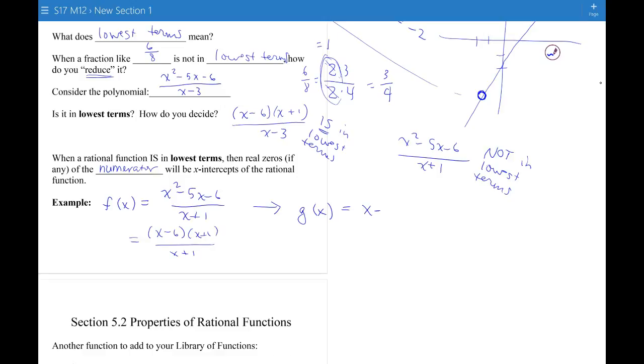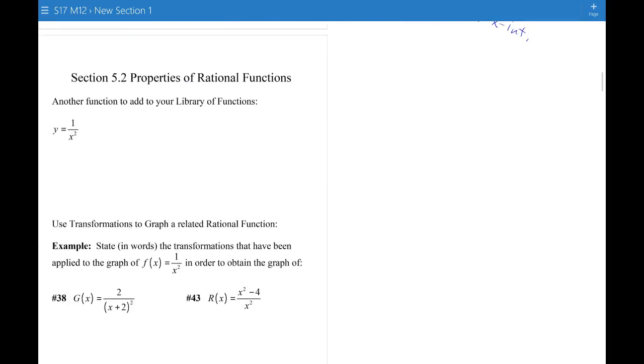So the function g of x, that's x minus 6, the graph looks almost exactly the same except at x equals -1. This is in lowest terms, and it has a numerator if you like. So when x equals 6, that is an x-intercept of the graph of this rational function. So here's another function we need to add to your library of functions.